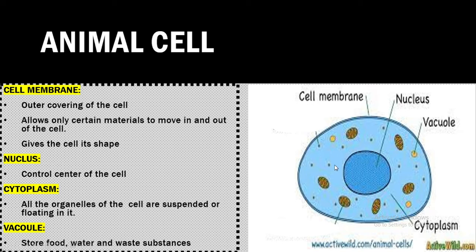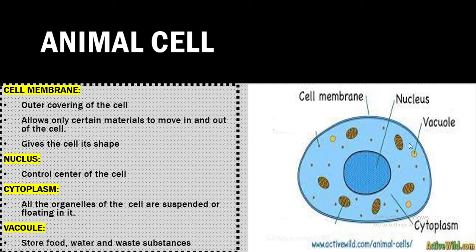Number 3 is cytoplasm. You can see the liquid-like structure. This is called the cytoplasm. All the organelles of the cell are suspended or floating in it. You can see all the organelles just like this, vacuole, nucleus, all the organelles. These are all called the organelles. So all the organelles of the cell are suspended or floating in it. जितनी भी ऑर्गेनेलीज हैं ये साइटोप्लाज्म के अंदर सस्पेंड करती हैं.